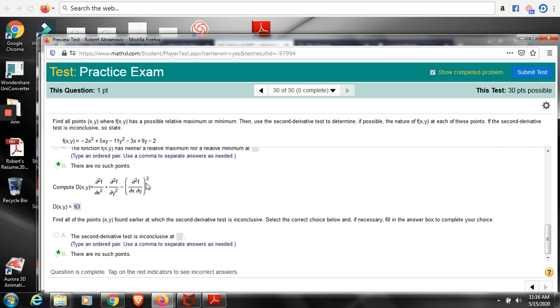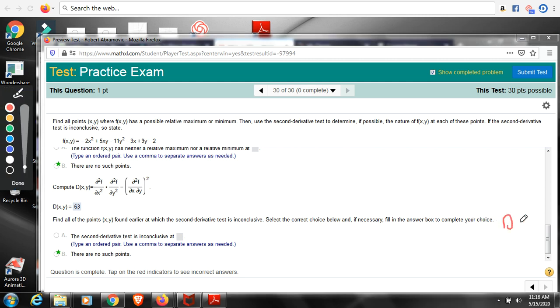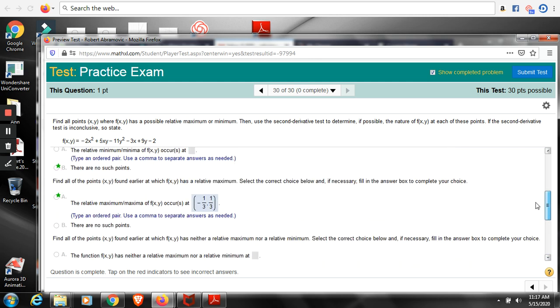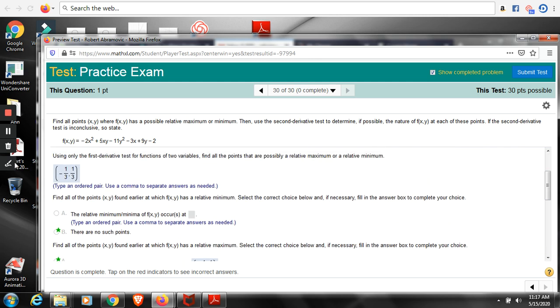And there are also no points where it's inconclusive. Inconclusive would mean D is equal to 0. Are there any points where D is 0? No, D is just this constant, 63, which is always positive. Now, you have to remember that here D was a constant and did not depend upon x or y. If D did depend upon x or y, it would be necessary that you plug the critical number, or potentially more critical numbers, into the expression D of x, y.